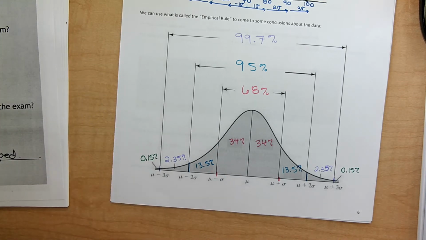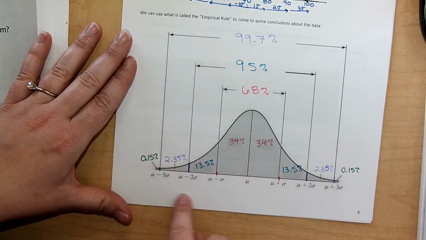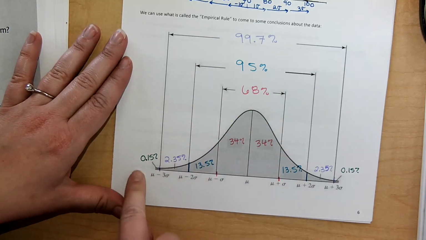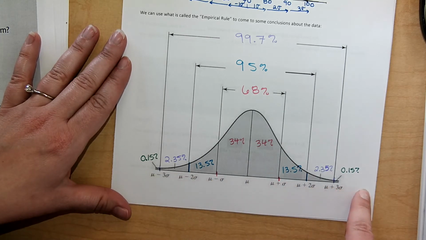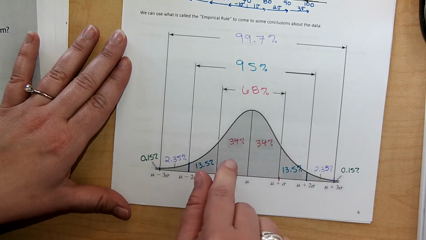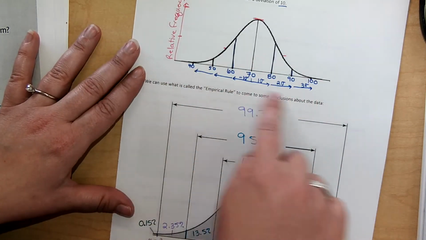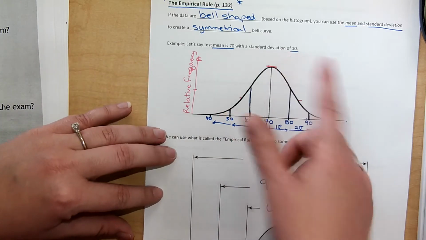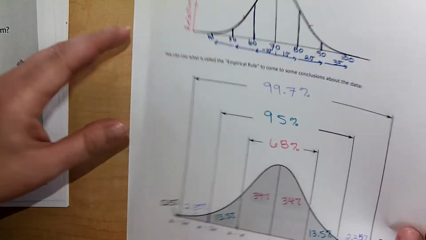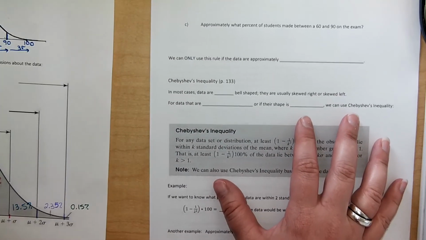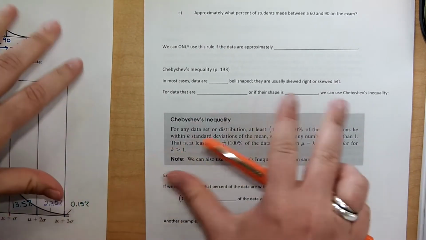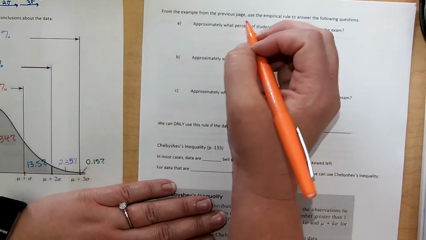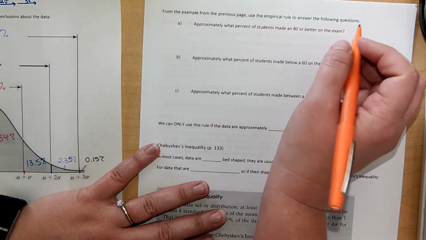There are lots of questions that we can ask based on the empirical rule. Now, knowing these three values, we can break the curve up into all these little sections. So we're going to practice using the empirical rule with the same scenario we were talking about earlier, a test average of 70 with a standard deviation of 10. Let's see how that all gets put together. At the top of page 7, it says, from the example from the previous page, use the empirical rule to answer the following questions.